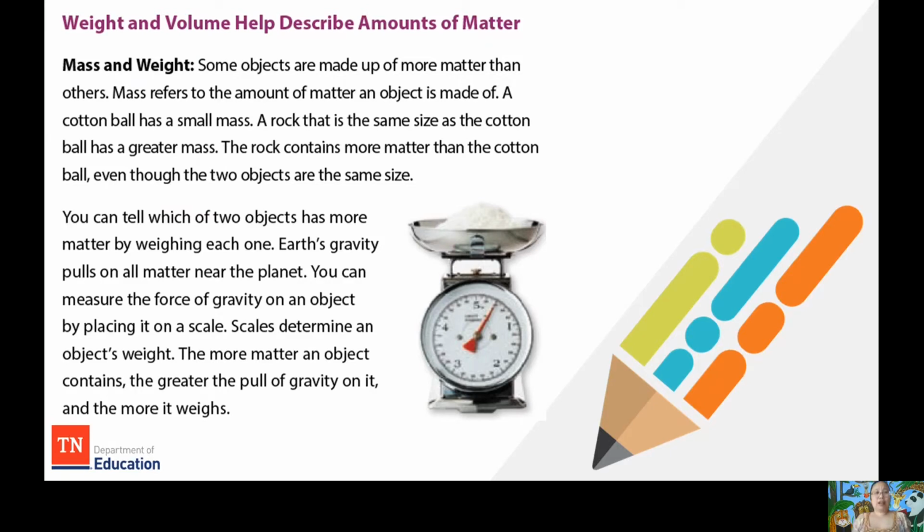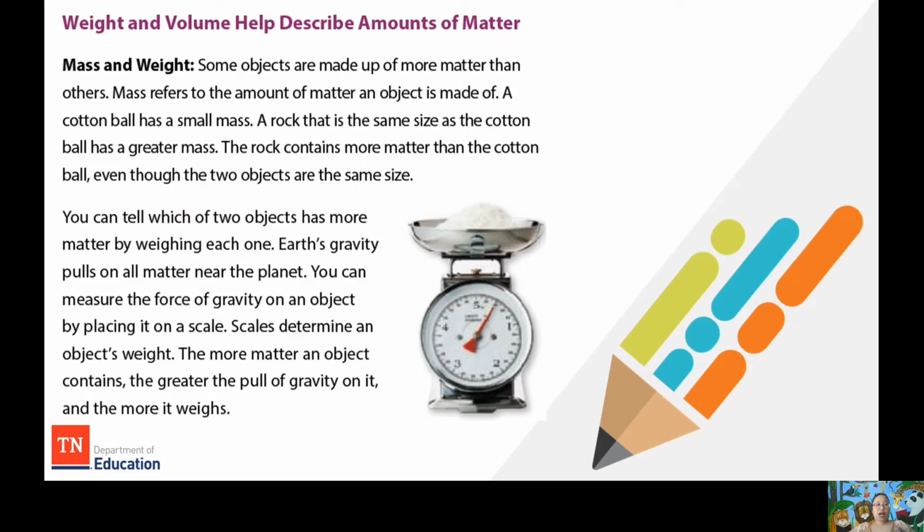For example, I could have two boxes, and they could be the same size and shape. But one might have more mass in it because maybe that box is made out of wood, but the other box is made out of plastic. So one might just have less mass than the other. So size doesn't really have anything to do with it.